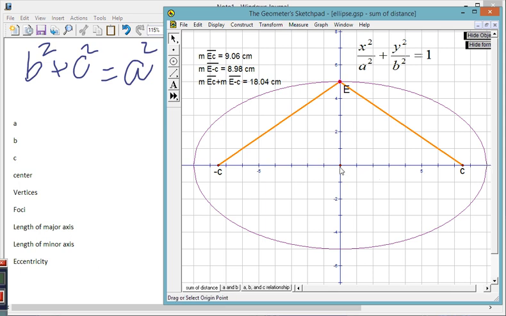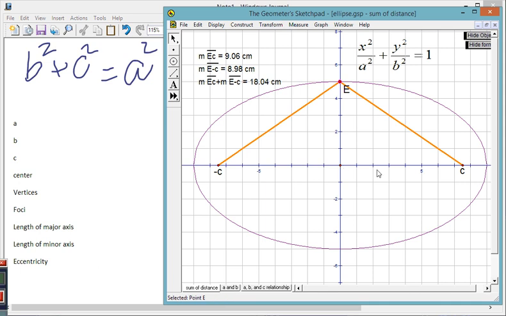And the length of the minor axis, very similar, from here to here is B, and so there are 2 of them. So the minor axis is always going to be 2B. And then the eccentricity. So the eccentricity is a fraction that tells us how round our ellipse is, right?